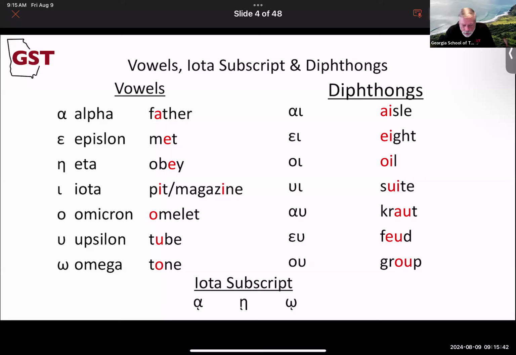So, can you pronounce the diphthongs? We've got that in front of you. So for the diphthong alpha iota would be I or I. Yeah. And then A, and then O, Oi, Oi, right? We, right? Sweet, we. Ow. You, and feud, right? Oo. And then group. Yep, exactly. Very good. It's fun, isn't it?